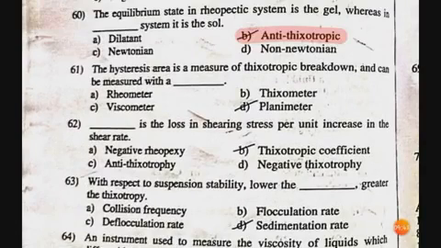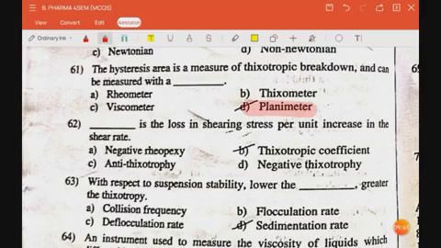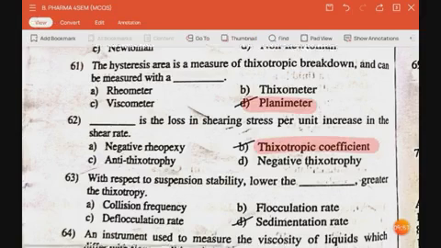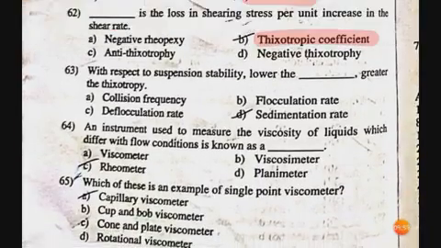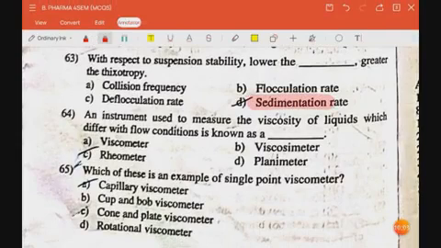The next question is, the hysteresis area is the measure of thixotropic breakdown and can be measured with the planimeter. The next question is, dash is the loss in shearing stress per unit increase in the shear rate. The answer is thixotropic coefficient. The next question is, with respect to suspension stability, the lower the dash, the greater the thixotropy. So the answer is sedimentation rate.